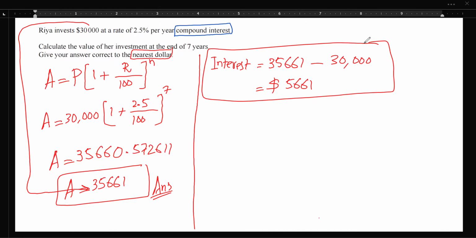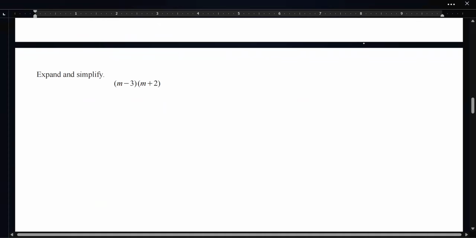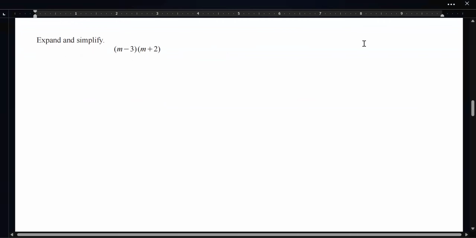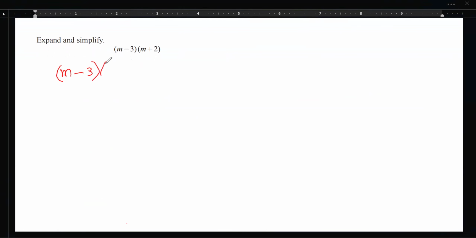Okay, boys, I hope you have noted down. So let's move to the next question. Okay, expand and simplify. Let's see how we open the two brackets. We have the first bracket, m minus 3. The other bracket is m plus 2. So let's get into detail. I use the first number m here and write down the second bracket as it is. Then I use the second number which is minus 3 and write down the second bracket without any change.